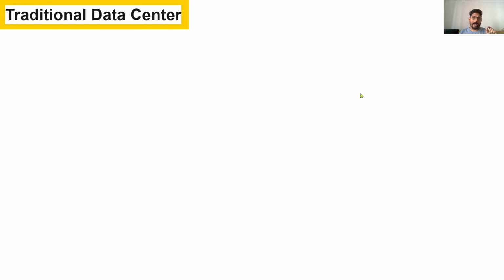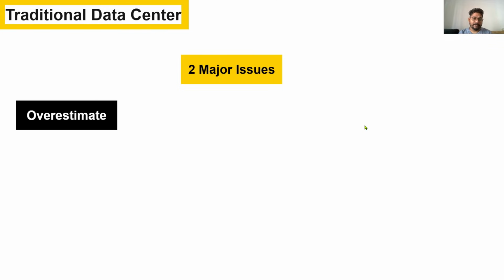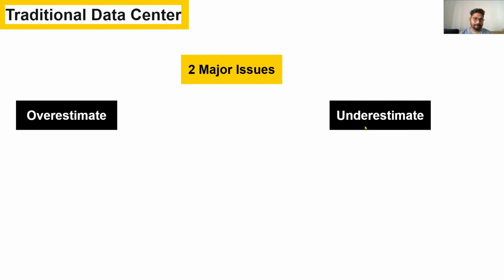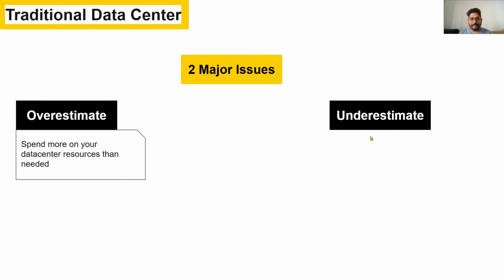Now look at what happens with the traditional data center. With a traditional data center, there are two major problems. One is that while setting up the data center, you might overestimate or underestimate. What is overestimate? For example, you spend more on resources. For example, I need only 10 hard drives, I need only 10 CPUs, but I purchased 15, thinking there could be a high volume. But in reality, you actually need 7. This can happen. You can overestimate. Underestimate.